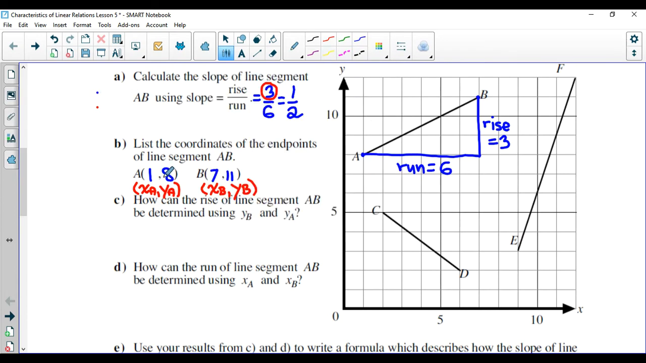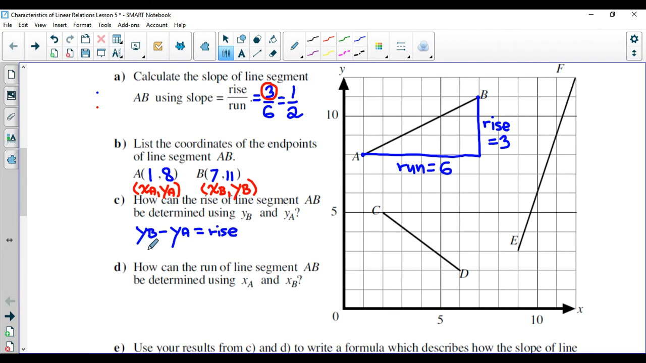Okay, so let's think about this. YB is 11, YA is 8. What could I do to those two numbers that would give me the rise? Well, you could subtract them. If you went YB minus YA, that would be equal to the rise on the slope triangle.